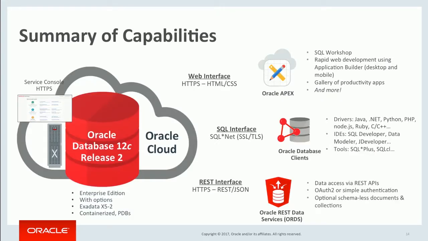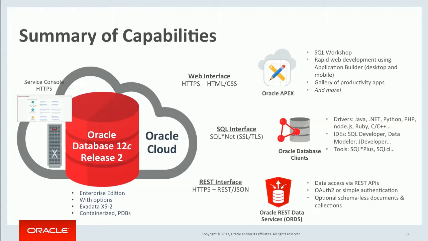So I'm going to go over this slide very quickly, because I want to get to the demos and actually get through all the demos. But just as a quick summary of capabilities, you get the Oracle Database 12.2. It's running on Exadata. You get your own PDB. You have access to this service console that we're going to show here in just a minute, where you can do some management tasks for your service. Your web interface to it is Application Express. So that means you can access SQL Workshop and those types of things.